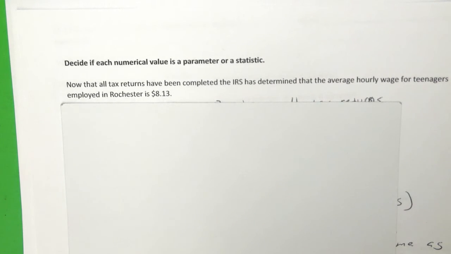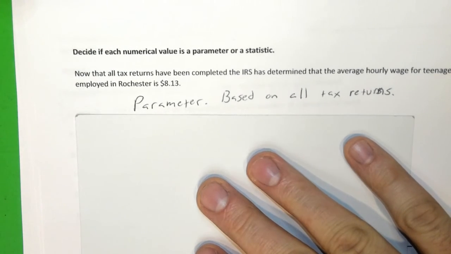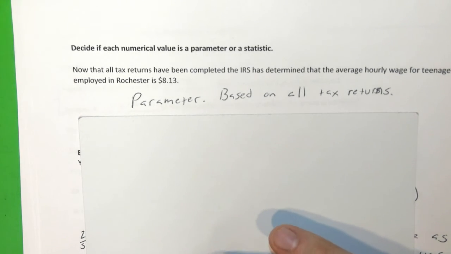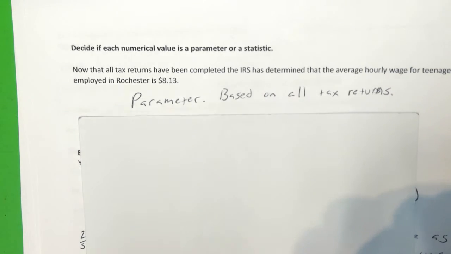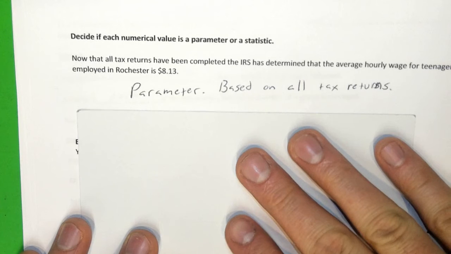Last one. Now that all tax returns have been completed, the IRS has determined the average hourly wage for teenagers employed in Rochester is $8.13. So the IRS is once again one of those large organizations that can collect a lot of data and actually look at all of it at the same time, which means that discussing a population is not unheard of. So we can get our hands on some parameters right here, which is numerical information about the entire population. This is based off tax returns. You have to fill out your tax returns. You cannot skip it. It would be illegal. And so all that information is collected, and it's thorough, and so we can use that in order to make sure that we have accurate information.